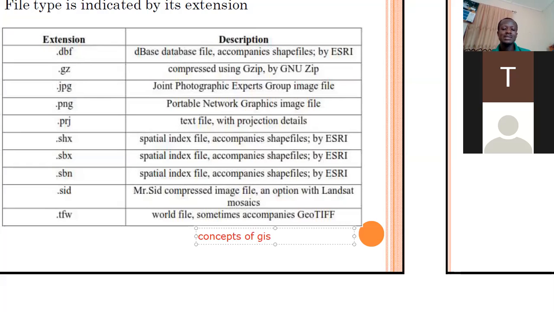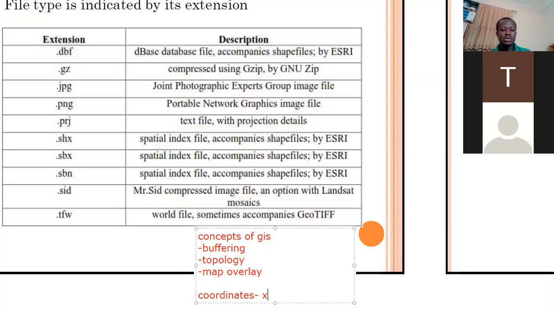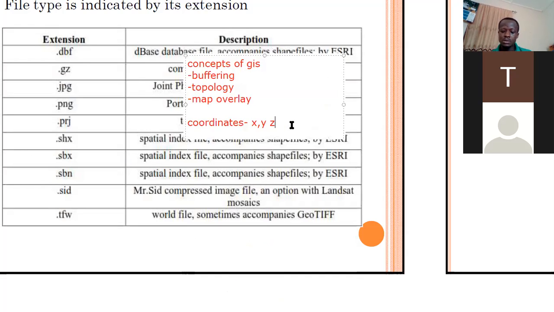So that if you're asked in an exam to mention one concept, don't say you don't even know which concept he's talking about. Buffering, topology, we touched on map overlay, themes. Data can be organized in themes. We talked about data sources. We talked about the concept of coordinates. You can compute coordinates, X, Y, Z coordinates. We talked about data sources.